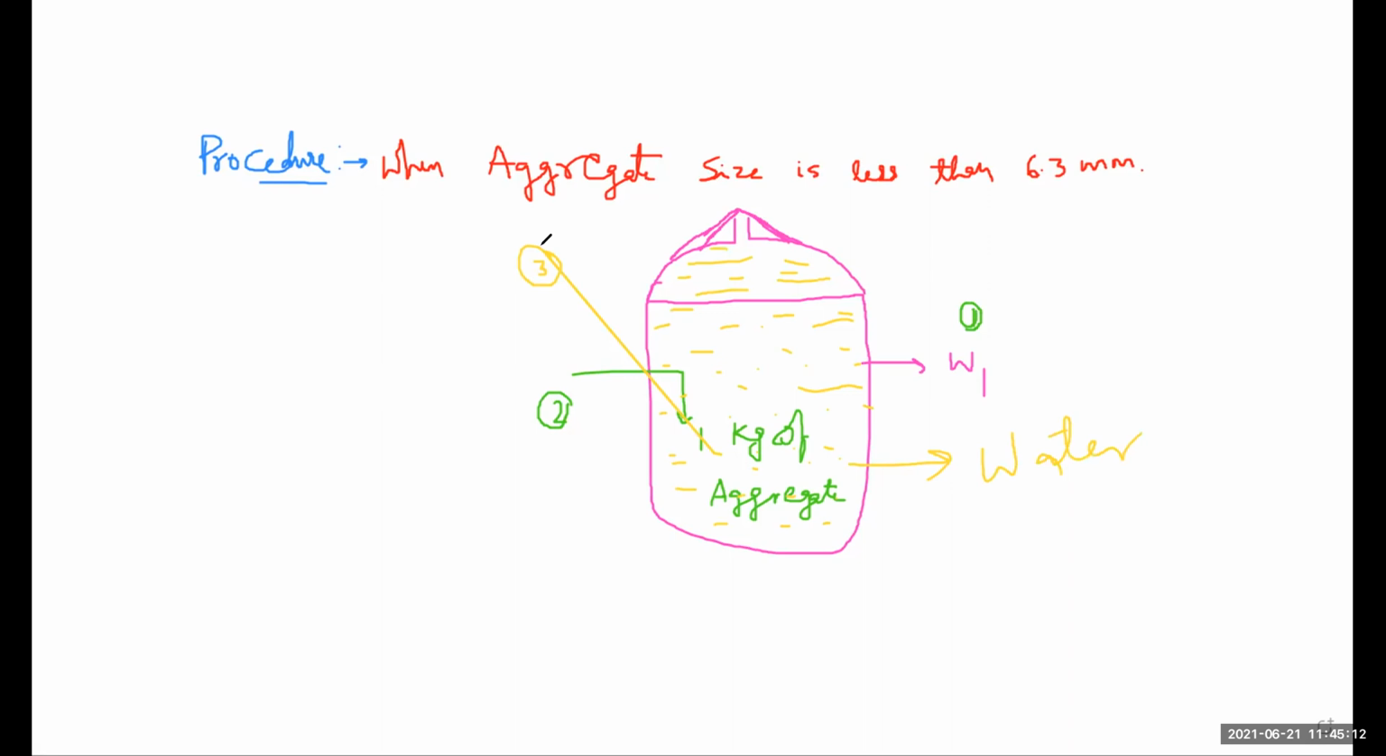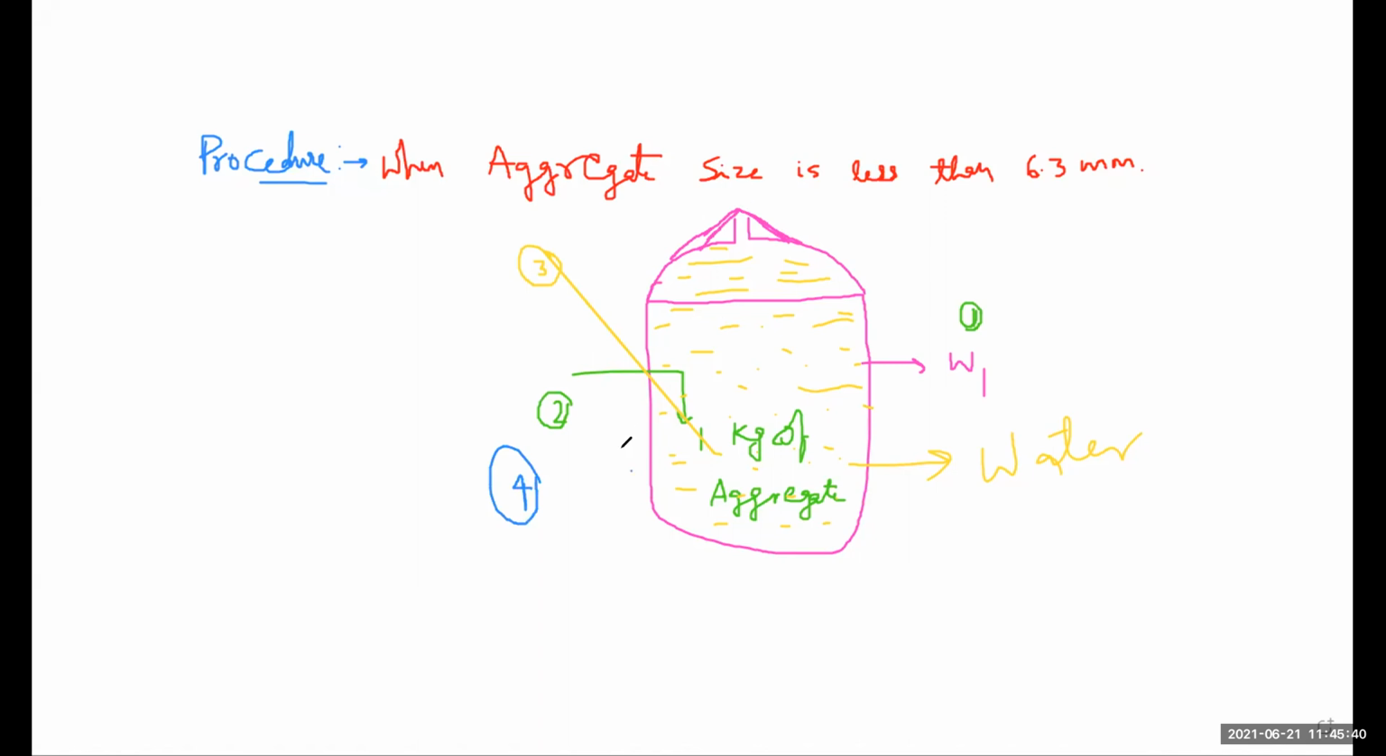Next, immediately after immersion, the entrapped air is removed from the sample by shaking the pycnometer. So the fourth point is, after filling the pycnometer with water, we stir this pycnometer.